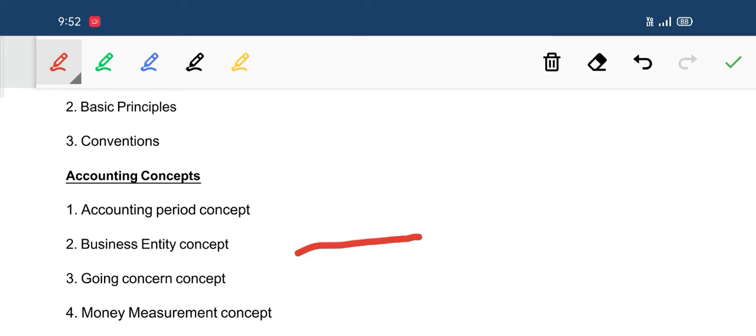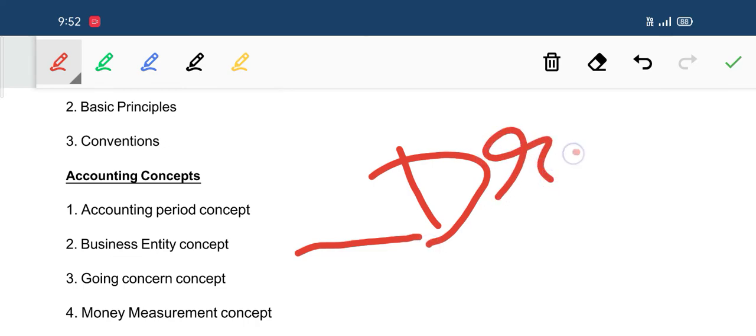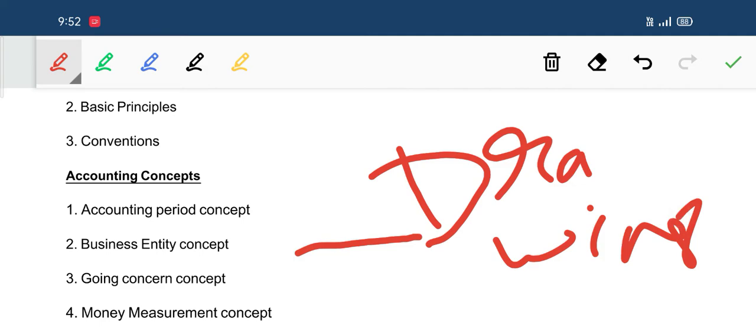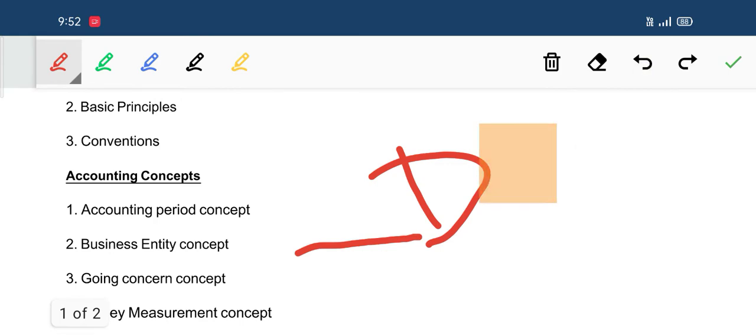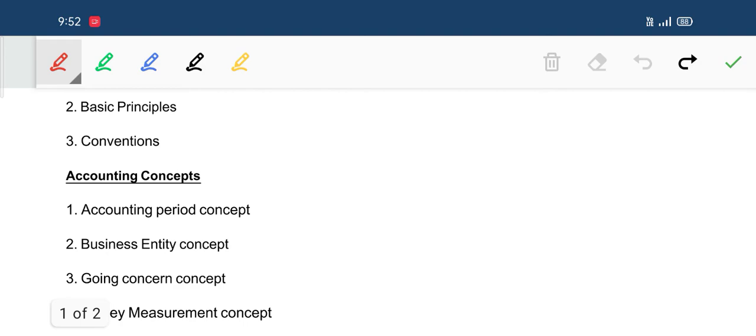When a businessman invests money in his company or in his business, he becomes the creditor of the business, and the transaction is recorded in the capital account. And when he withdraws cash from the business for his personal use, then that becomes drawings. So business has a different or distinct personality than the owner of the business.